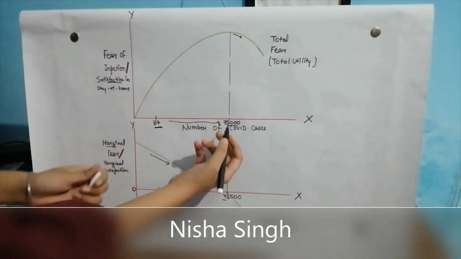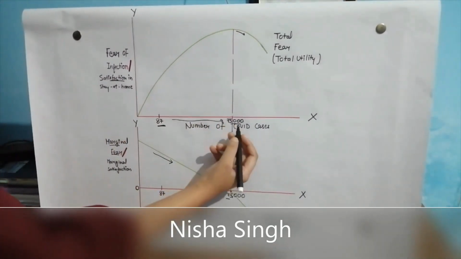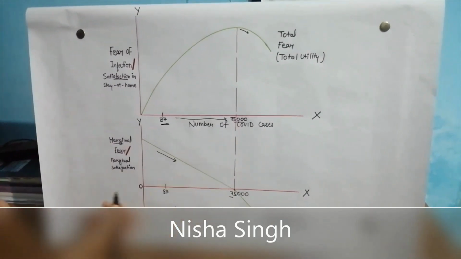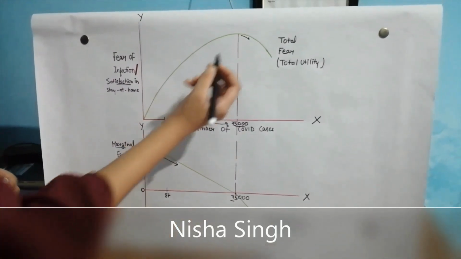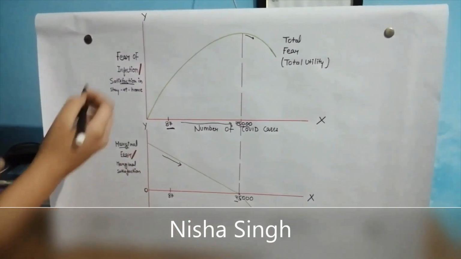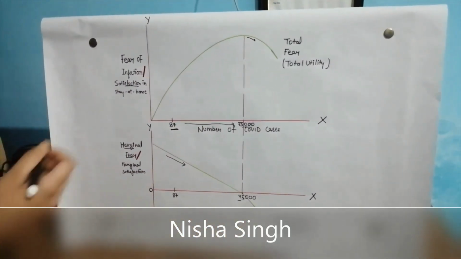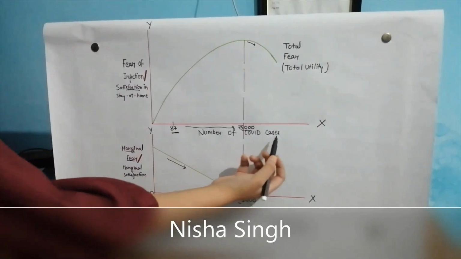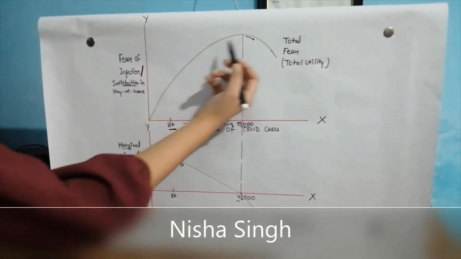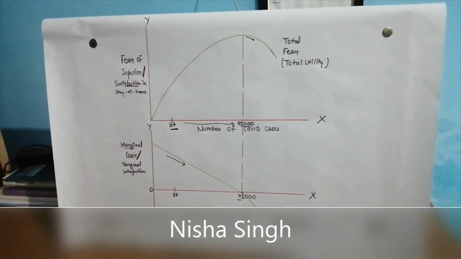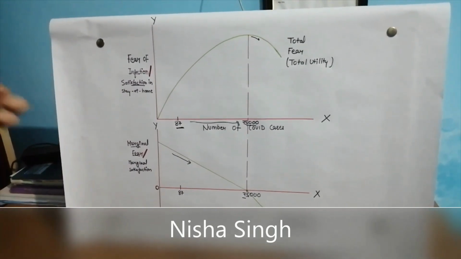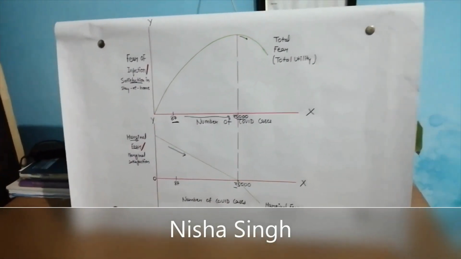After exactly 5 months, when the daily number of cases was 75,000, the total fear among the people has now started declining. The rate of this decline has now turned negative. So we can see here, as the number of cases is increasing, the total fear among the people is declining and they are getting less satisfaction by staying at their home.